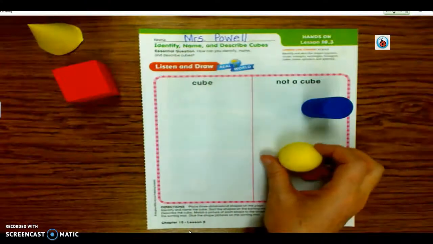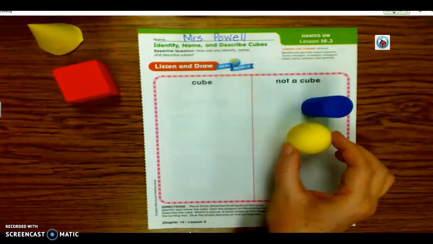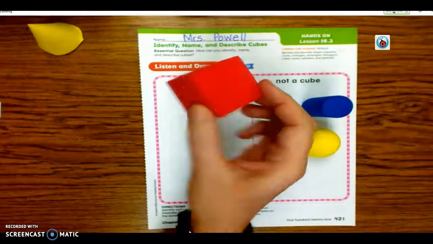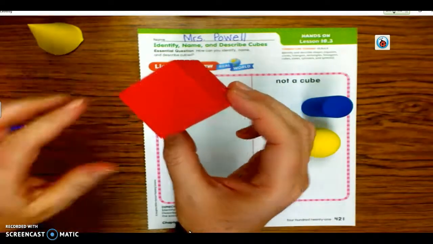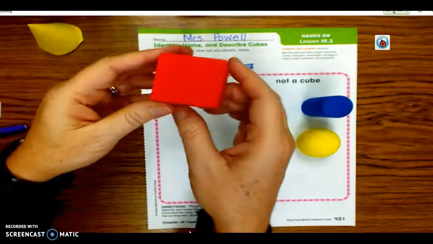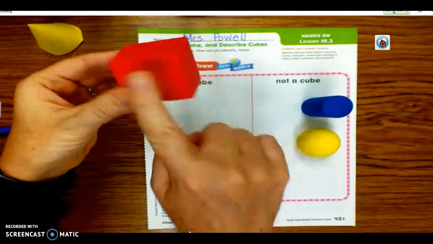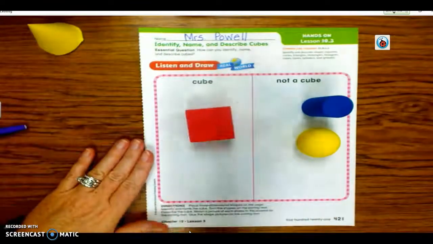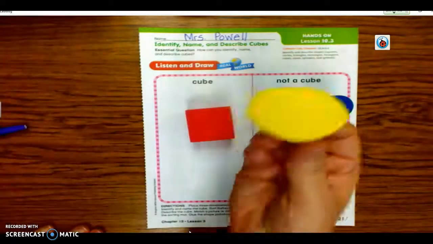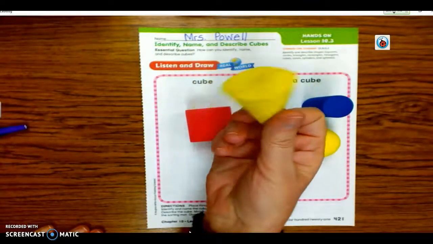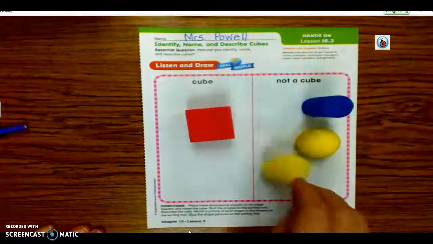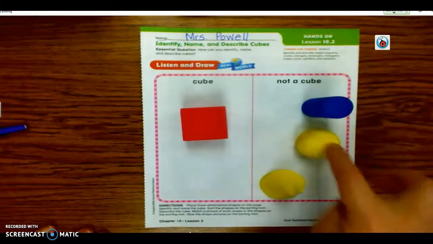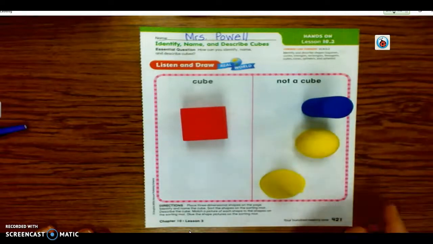Is this a cube? No, we learned about these the other days. This is a sphere. It is shaped like a ball. Is this a cube? Yes. It looks like a box or an ice cube. It has flat sides, edges, corners. That is a cube. Is this one a cube? No, this is a cone. So we have a cube. Cylinder, sphere, and cone are not a cube.